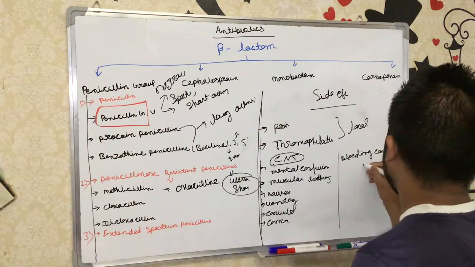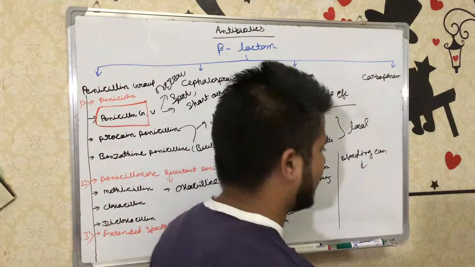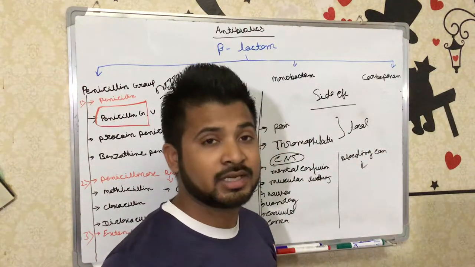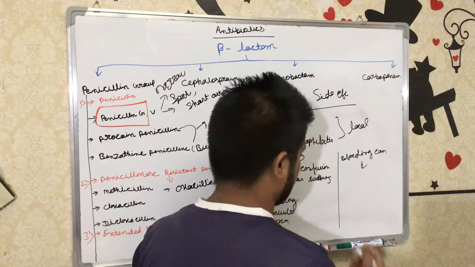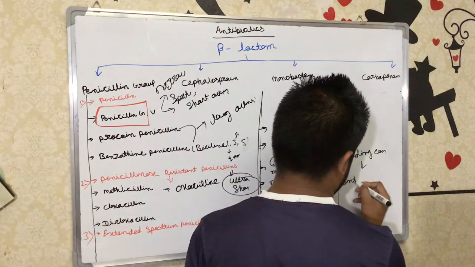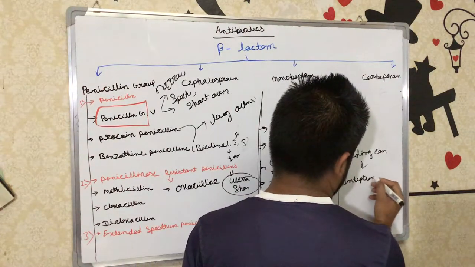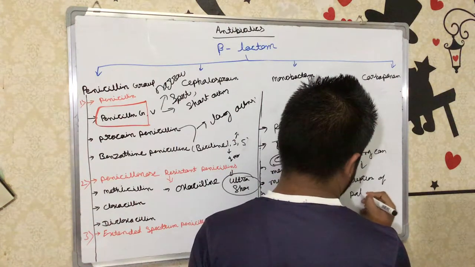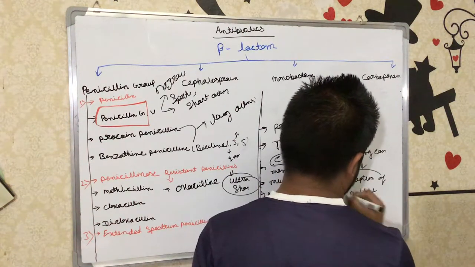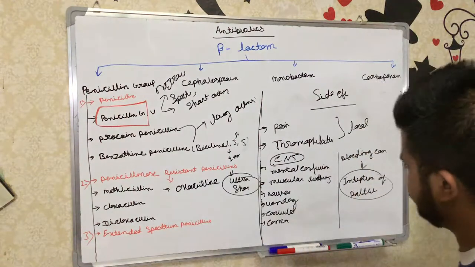Bleeding can occur. Why bleeding? Because in high doses and prolonged use, it interrupts the platelet function. So due to the interruption of the platelet function.